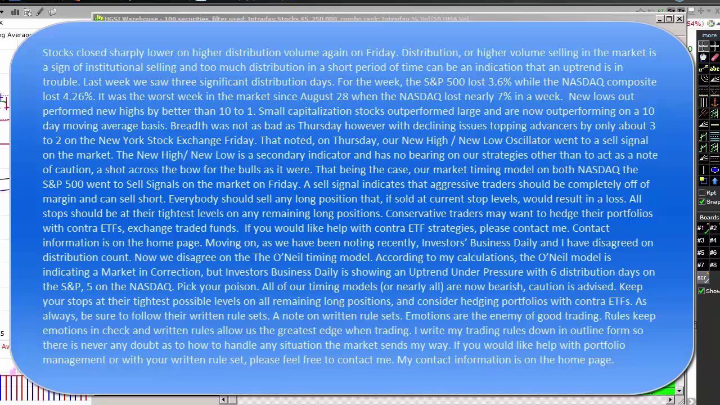That being the case, our market timing model on both the NASDAQ and the S&P 500 went to sell signals on the market on Friday. A sell signal indicates that aggressive traders should be completely off of margin and can sell short. Everybody should sell any long position that, if sold at current stop levels, would result in a loss. All stops should be at their tightest levels on any remaining long positions. Conservative traders may want to hedge their portfolios with contra ETFs, exchange-traded funds.